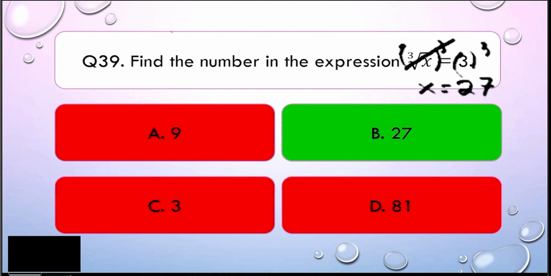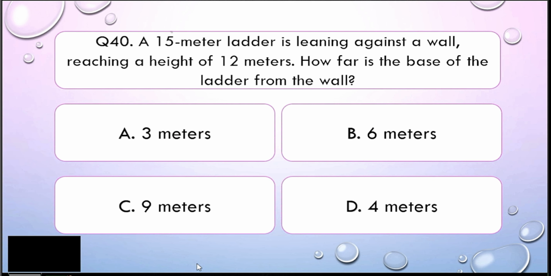Alright. Now, let us go to the last question. Question number 40. A 15-meter ladder is leaning against a wall, reaching a height of 12 meters. How far is the base of the ladder from the wall? Is it A, 3 meters, B, 6 meters, C, 9 meters, or D, 4 meters? I'll give you 5 seconds to think about your answer.